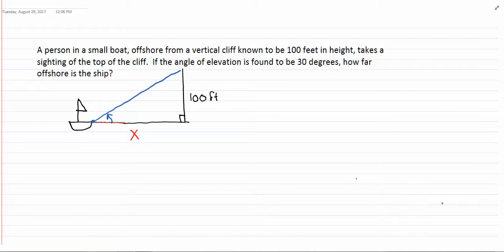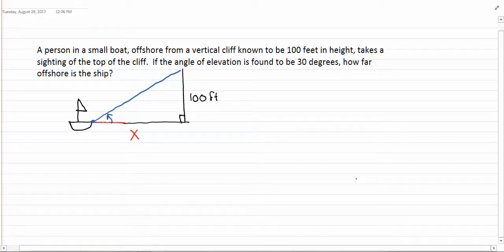So in this problem, you have a person in a boat that's offshore from a vertical cliff. If it's a vertical cliff, we assume that it makes a right angle with the shore. It's 100 feet straight up, and the person takes a sighting of the top of the cliff. So you're on the boat, here's your eye.